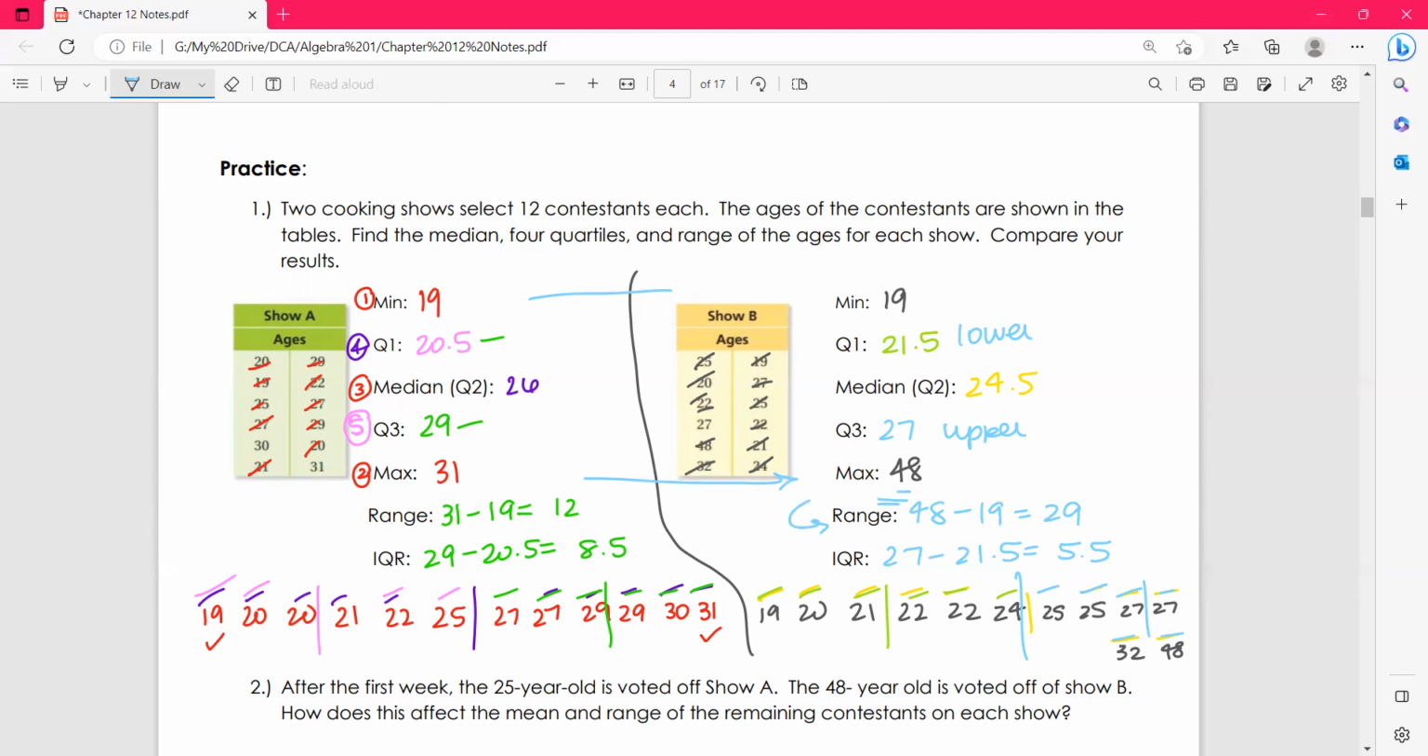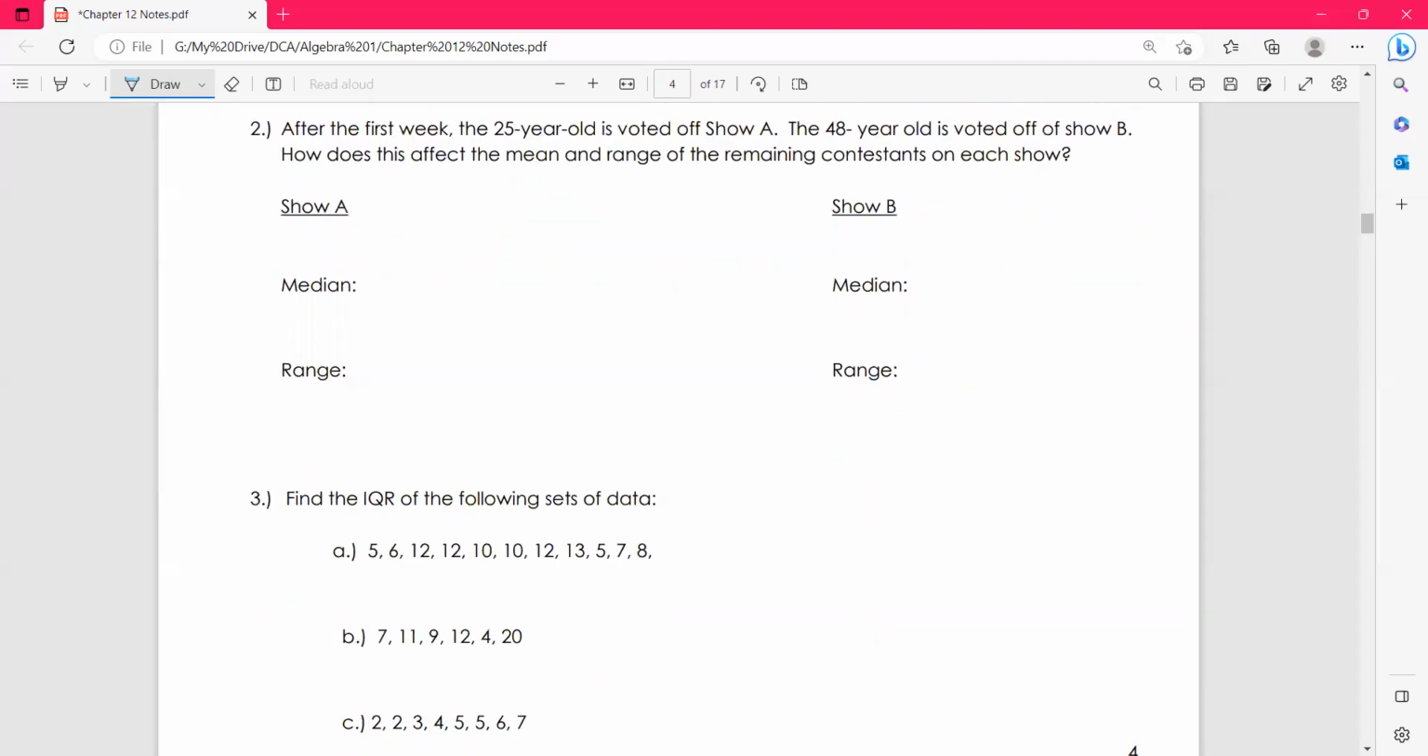The IQR is smaller than the IQR of show A. Our medians are similar, but this one has a higher median. So you can kind of just look at these two spreads and assess the different parts that affected our measure of dispersion. Let's check out problem 2.